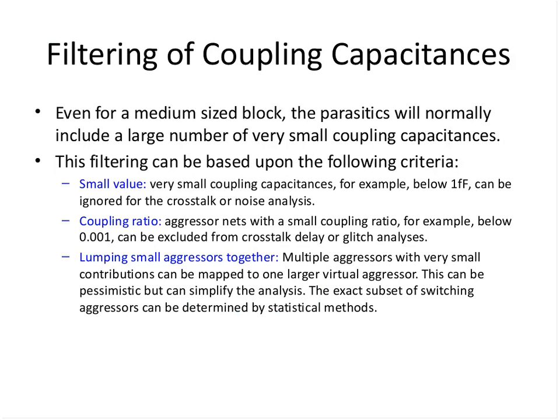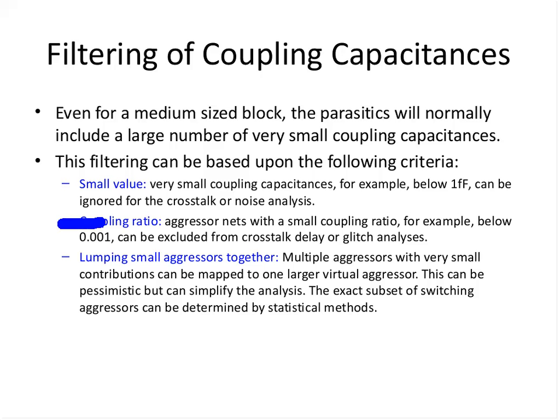The filtering is usually carried out by PrimeTime. Obviously, there are some variables to control the filtering process. There's a variable that controls how small a value of coupling cap can be filtered out. For example, below 1 femtofarad, you can filter out the coupling cap. More important than the absolute value is the coupling ratio, which is the ratio between the grounded cap and the coupling cap for an aggressor net. If the coupling ratio is very small, it can be filtered out and ignored from analysis.